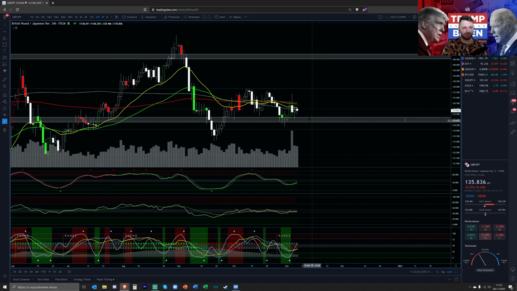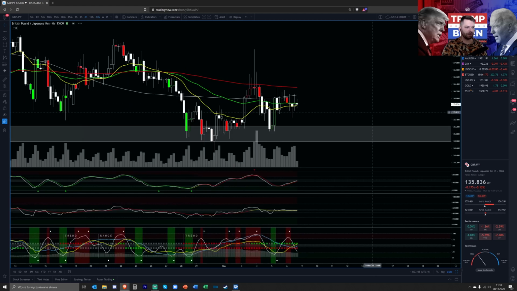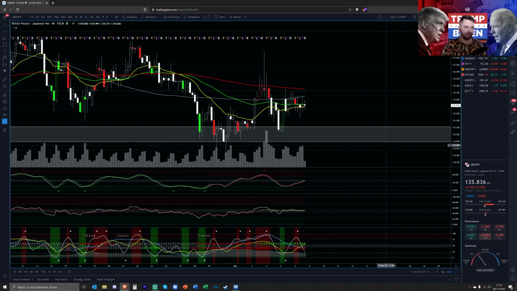So this is most likely with some pullback, some fade out, probably even to test the support, but most likely I will be trying to long it, and here will be my short-term target, medium-term target. So this is all here, what I can say. Well, 4 hour is not looking overly bad.